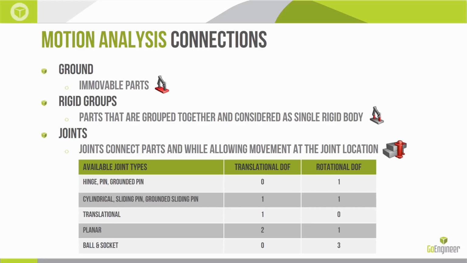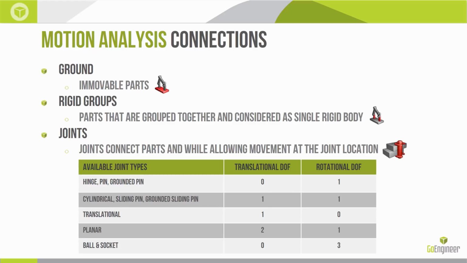So the first step of doing a motion analysis is we have to cover the connections. Connections are going to include something called a ground. This would be an immovable part. Rigid groups, which are parts that act as one. They have no relative motion between them. And then joints. Joints connect parts in ways that are going to allow movement at the joint location. There are several different joint types: pins, hinges, ball and socket, and all of these restrict degrees of freedom in certain ways. Some of them translational, some of them rotational, some of them a combination.